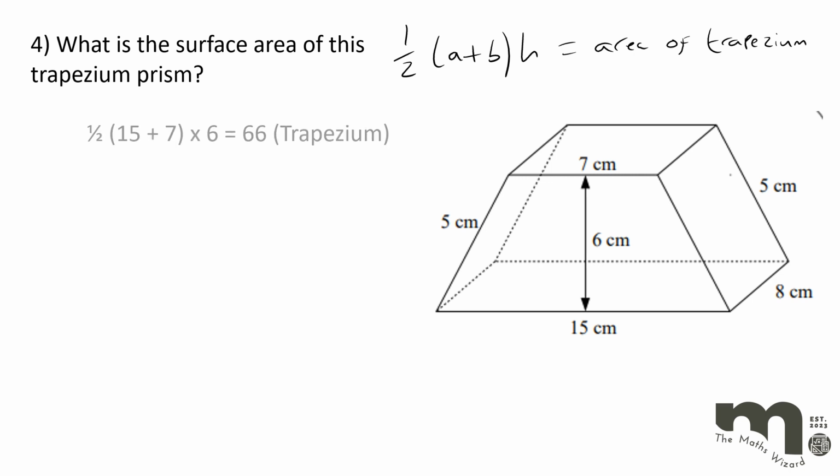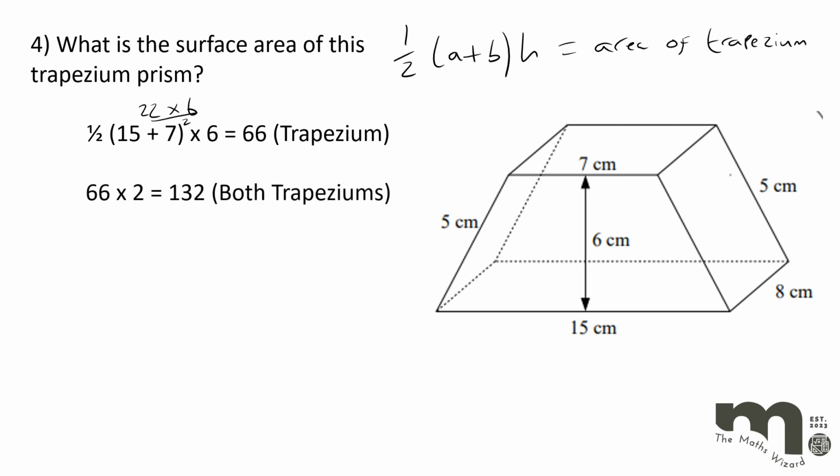Okay, so first of all, I'm going to deal with the trapezium. So this trapezium, the top and the bottom of it is 15 and 7. So that's your a plus b in the formula. So that gives you 22. Then I've done 22 times 6. I've halved that then, and that gives me 66 for your trapezium. Now we have actually got two trapeziums here. We've got the one at the front, the one at the back. So I've doubled that. And that's 132 for both trapeziums.